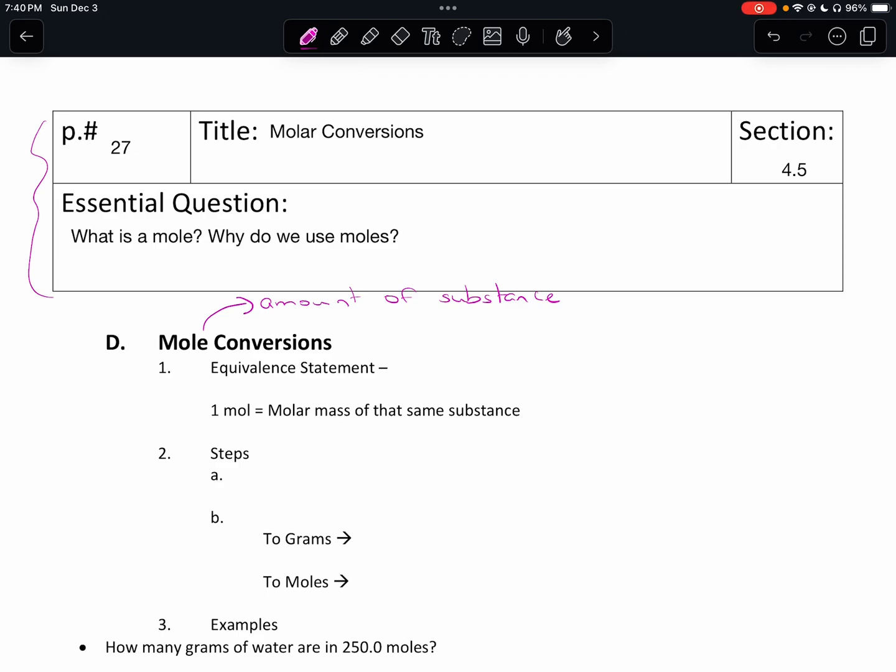So how we do this takes us back to when we did some dimensional analysis very early in the fall, or when we talked about unit canceling. That's what we're going to do here. Remember, our equivalence statements are two units that are equal to each other. And so all along, we have been labeling our molar masses as grams per mole. So that's our equivalence statement. 1 mole equals whatever that molar mass is of that substance.